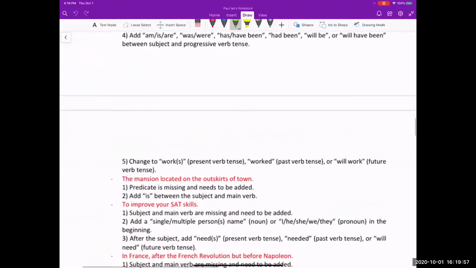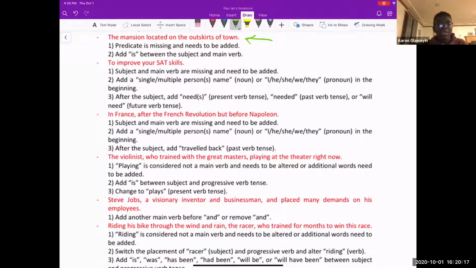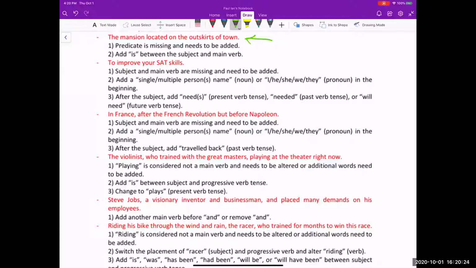And let's see, this one. What about this one? It's missing is between mansion and located. So it doesn't make sense. Let's say the mansion located on the outskirts of town. The mansion located just sounds off. There's something wrong there, just from reading it.